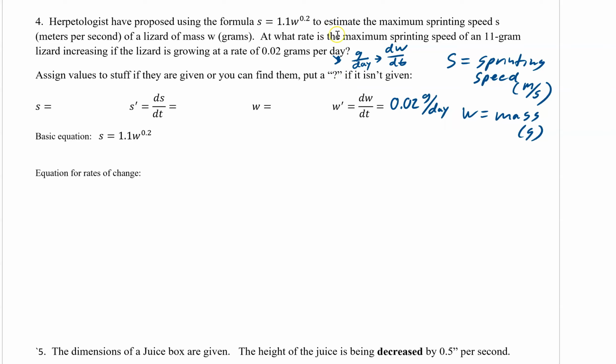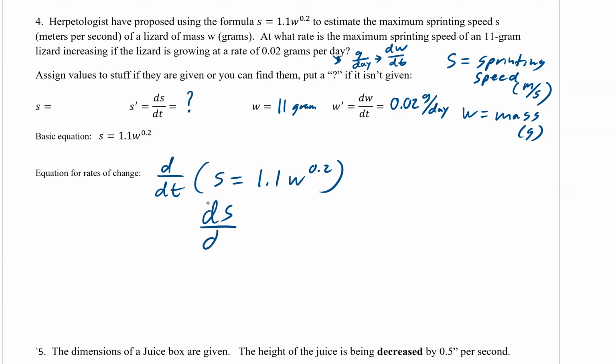And it's asking at what rate is the maximum sprinting speed of a lizard increasing. So that's our dS/dt. That's what we're looking for. And then it says an 11-gram lizard. Well, we know grams is W, so we know that goes here for 11 grams. So by listing all the letters and their derivatives with respect to time, it gives us a place to fill things in. It also tells us what denominator we need. We know it was per day, so that's time. And so if we take the derivative with respect to time, we can find everything we need.